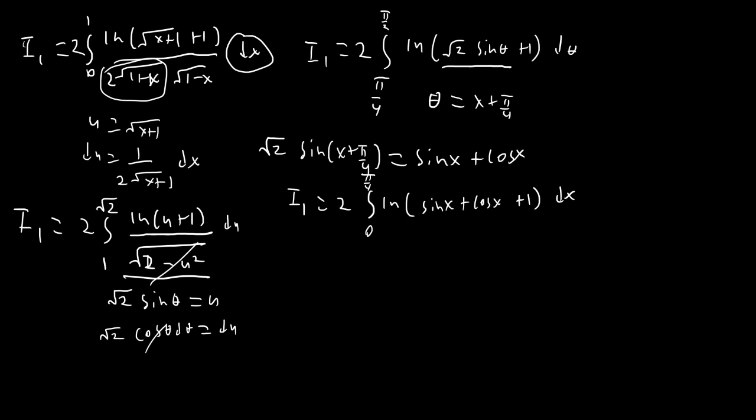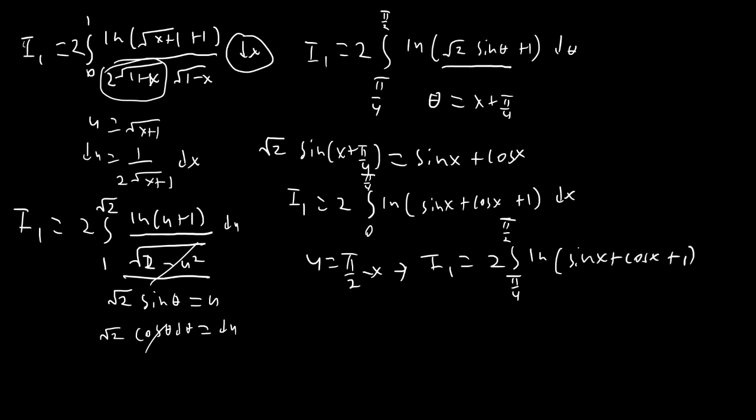And another thing that we can do here is if we substitute u equals pi over 2 minus x, then we find that I1 also equals 2 integral from pi over 4 to pi over 2 of natural log sine x plus cosine x plus 1 dx. So if we go ahead and add these two together, we get 2I1 equals 2 integral from 0 to pi over 2. So now we're integrating all the way to pi over 2, which is much easier to deal with.